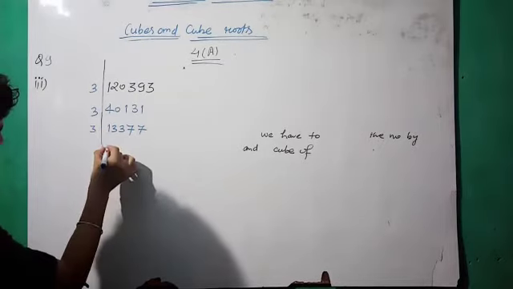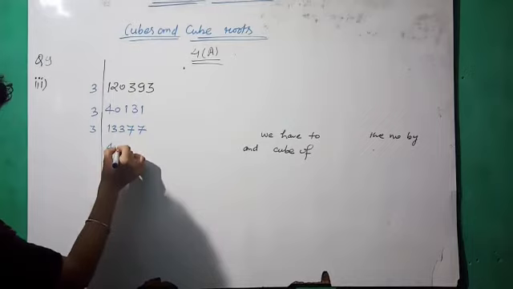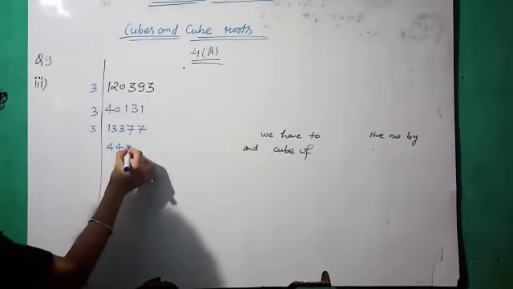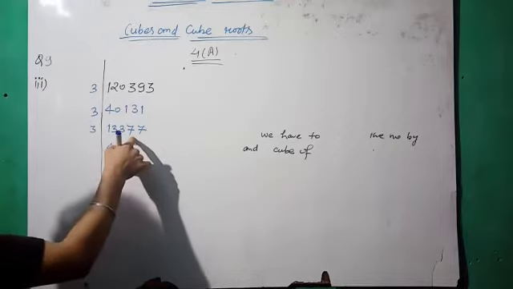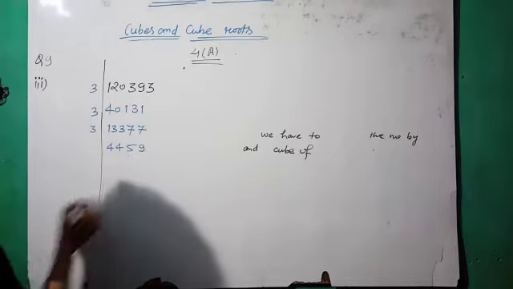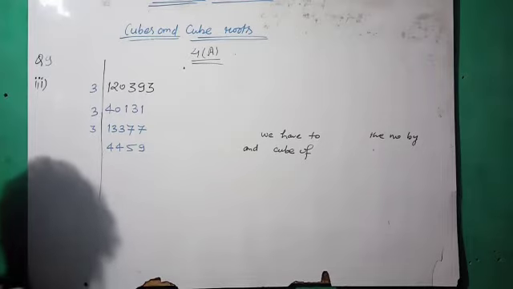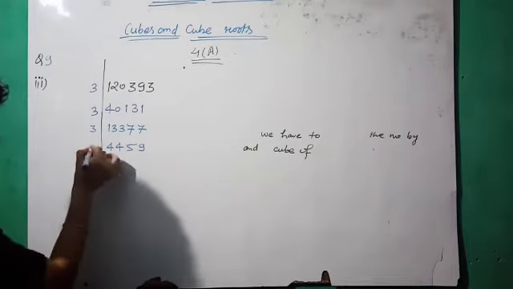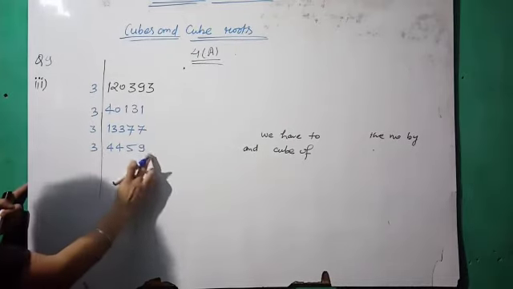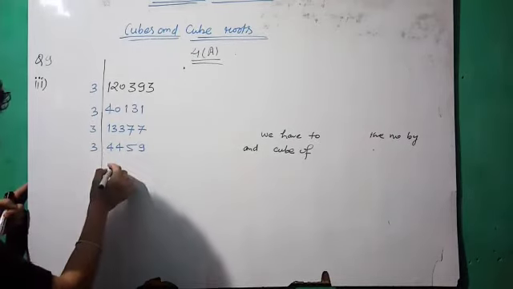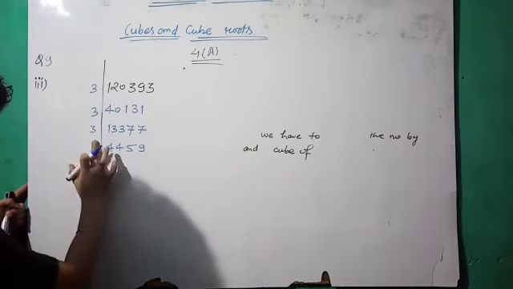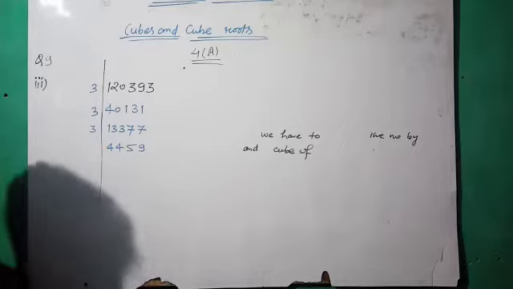Again divided by 3: 3 4 12, 3 3 is 9, 3 5 15, 2 carry, 2 7 27, and 3 9 27. Divide again by 3? 13 plus 9 is 22. Actually this is not divisible by 3.